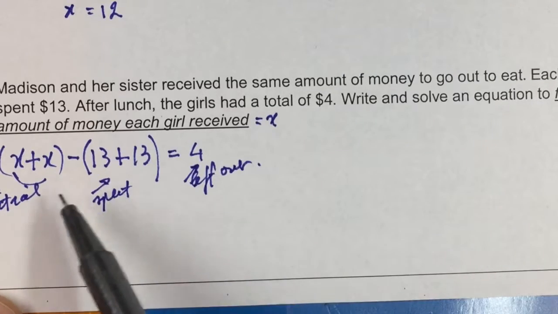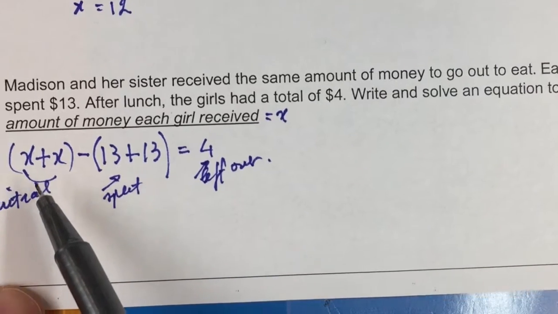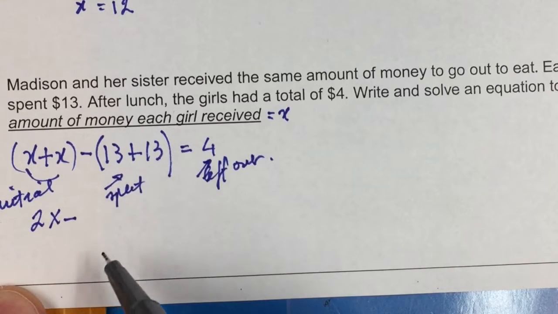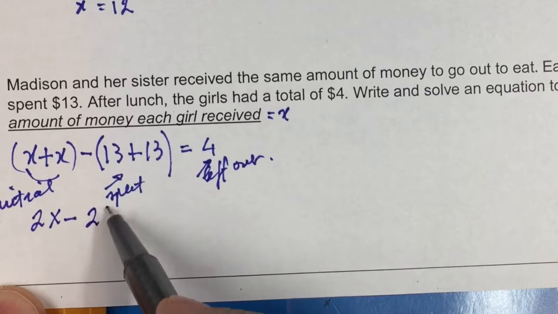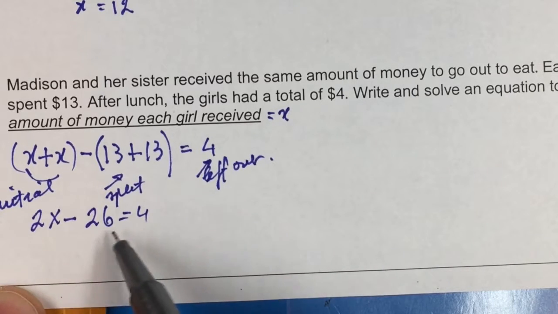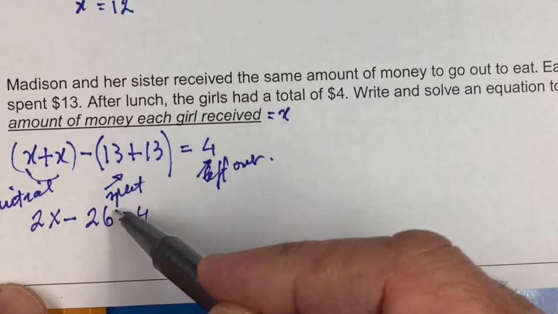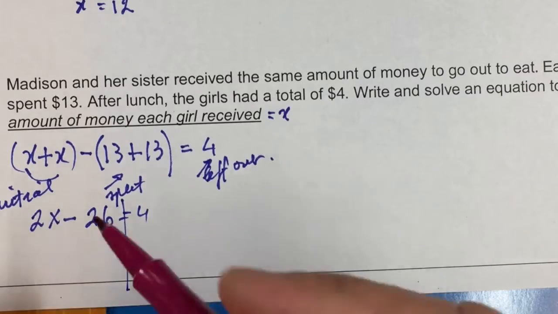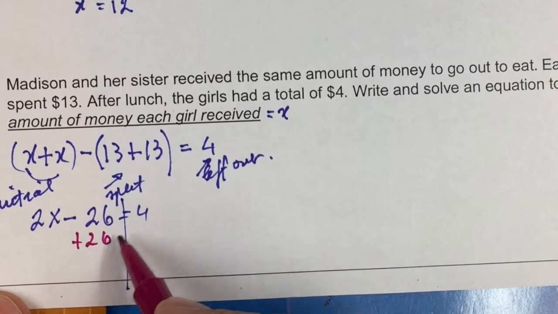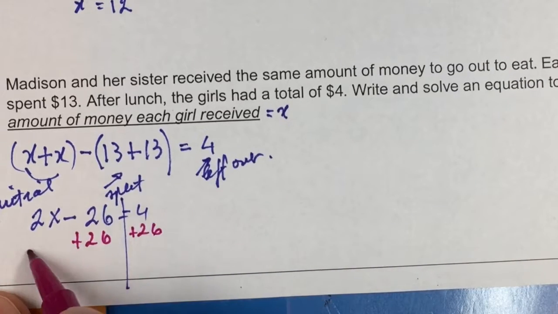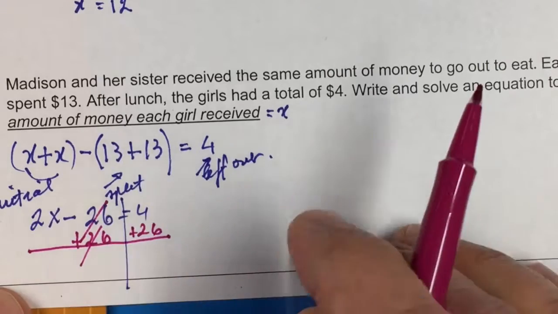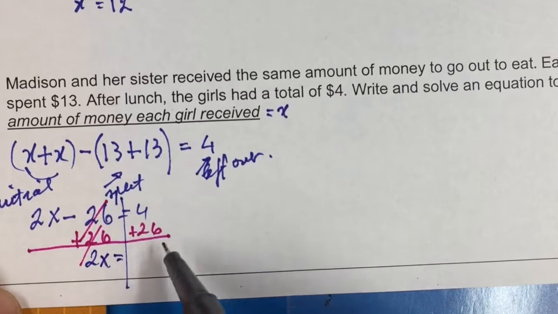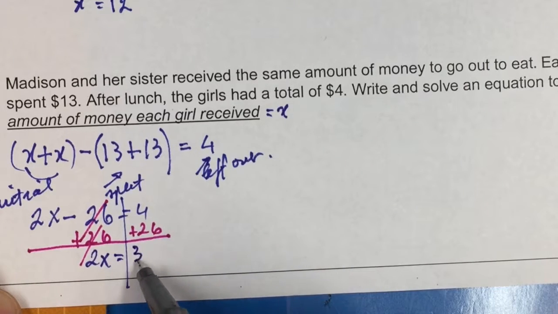So let's start doing the numbers here. I know that x plus x is going to be 2x, minus 13 plus 13, which is 26, equals 4. And I have my equation here. I'm going to solve for x now. So I do the line. I'm going to get rid of the 26 by adding 26 here. I add it up, 26 goes away, and I have leftovers 2x equals 26 plus 4, which is 30.